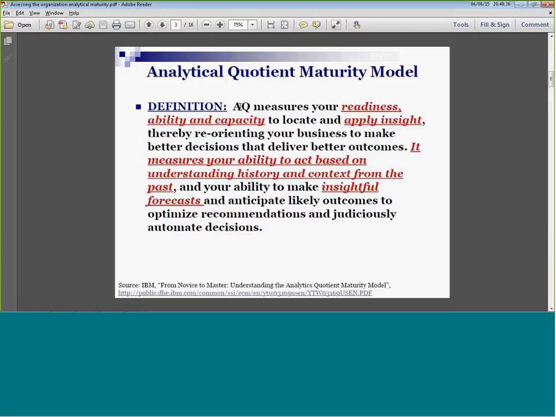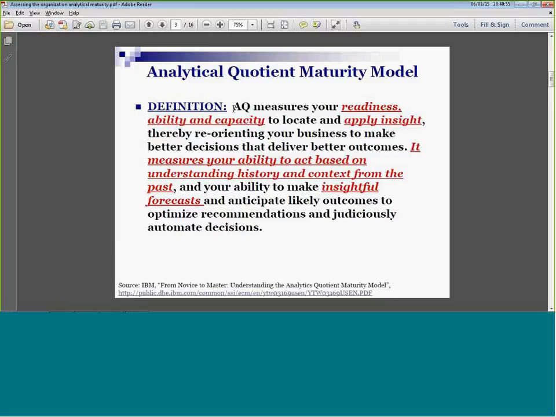Okay, analytics quotient, maturity model. What is it measuring? Well, this is the one from IBM, which I think is probably the best of the lot. Now, again, none of them are perfect. None of them are as all-encompassing as I'd like to see. I think we will see better ones come along.